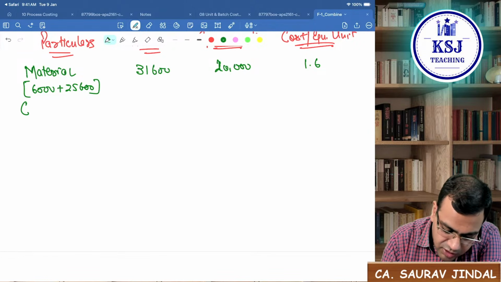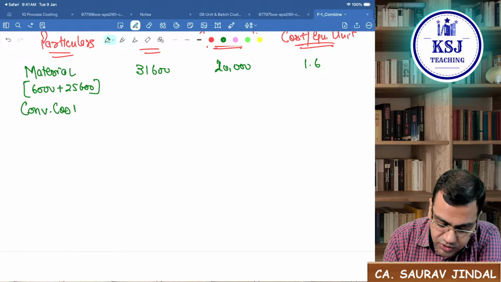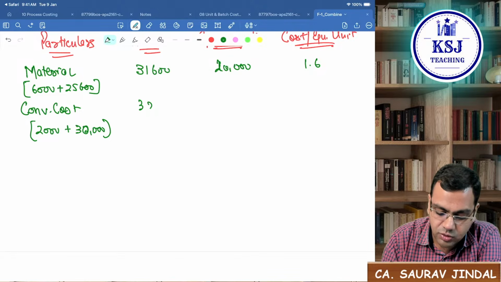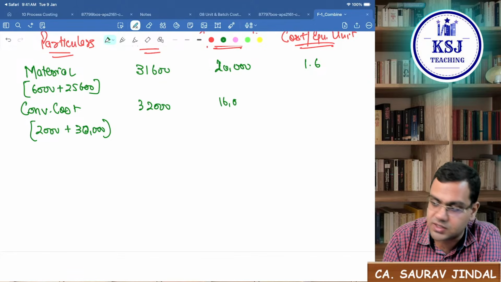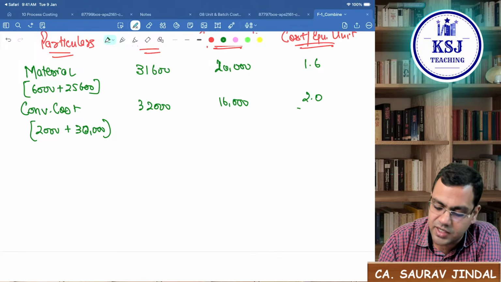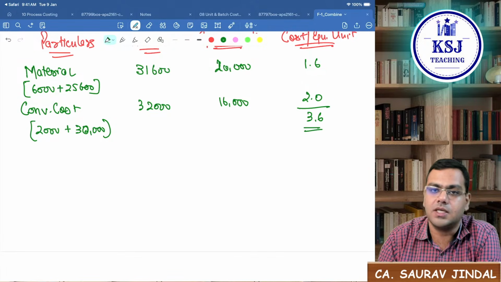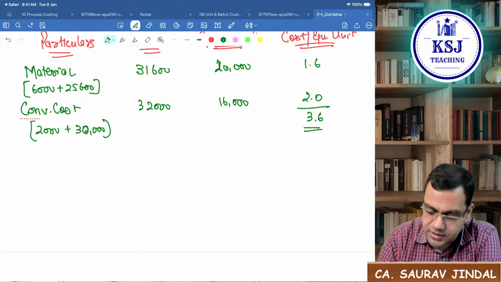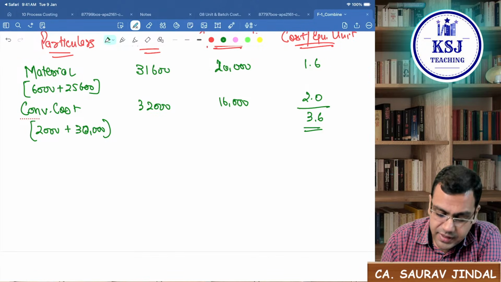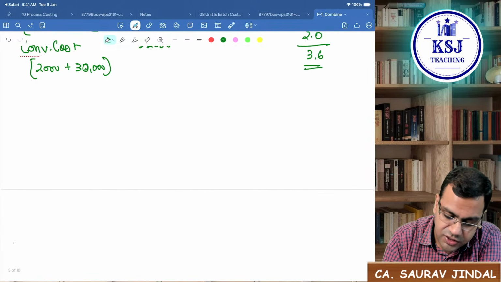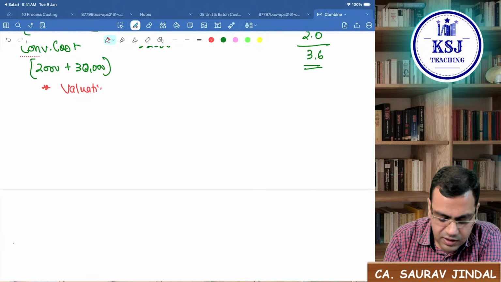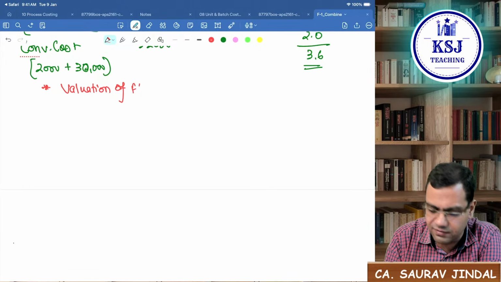What about conversion cost? Again, conversion cost also will combine 2,000 in the previous period plus 30,000 here. So total will be 32,000 on how many equivalent units? That is 16,000. So cost per equivalent unit is 2. Total is 3.6. Right? Total is 3.6. It comes out to be the same, sir. Isn't it? Now you will value your finished goods. Now you will say valuation of finished goods.